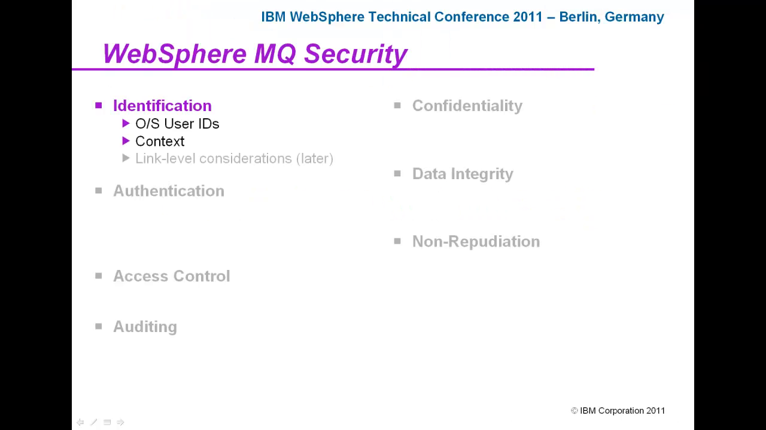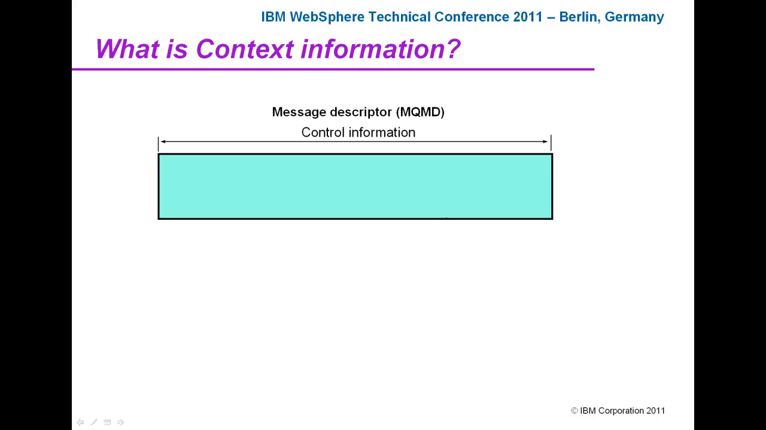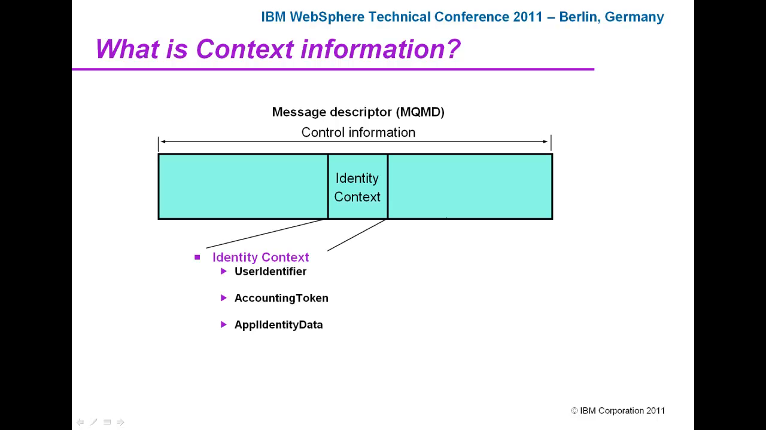So, MQ Security then. We'll go through each of them as we take them in turn. We start with identification. MQ uses OS user IDs for identification. You will see these OS user IDs showing up in something we call message context. Message context is a certain set of fields within your MQ message descriptor, your control information on the head of your messages. We have identity context, which contains that user identifier, also an accounting token and a free format field for your use.